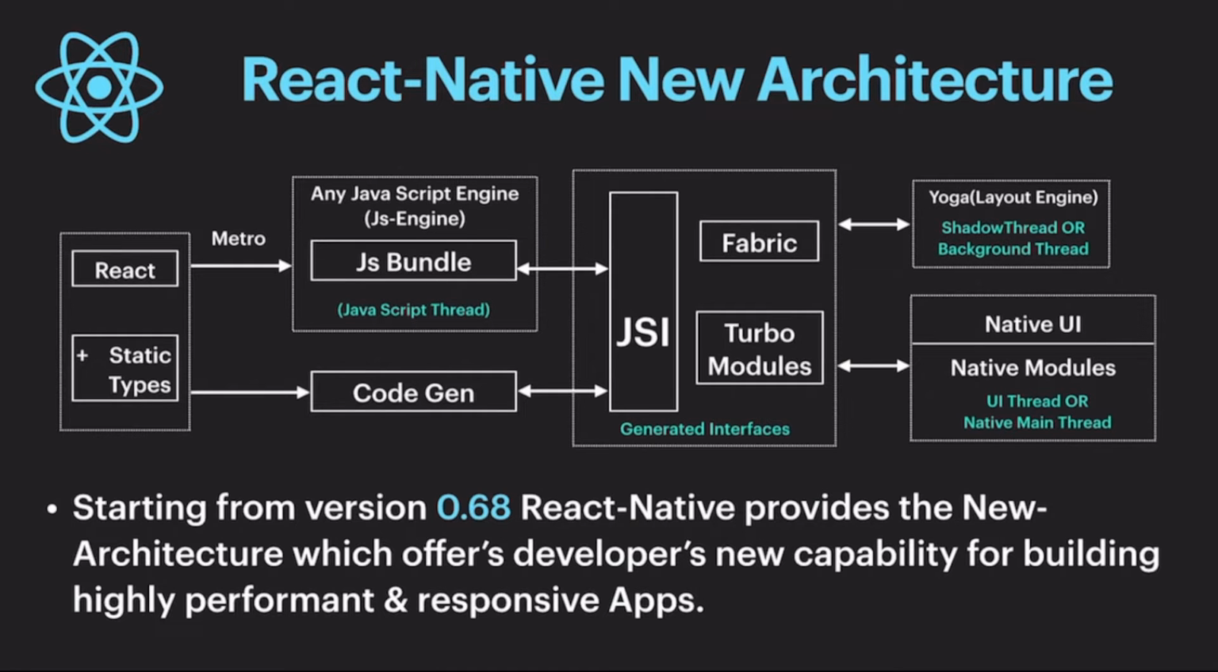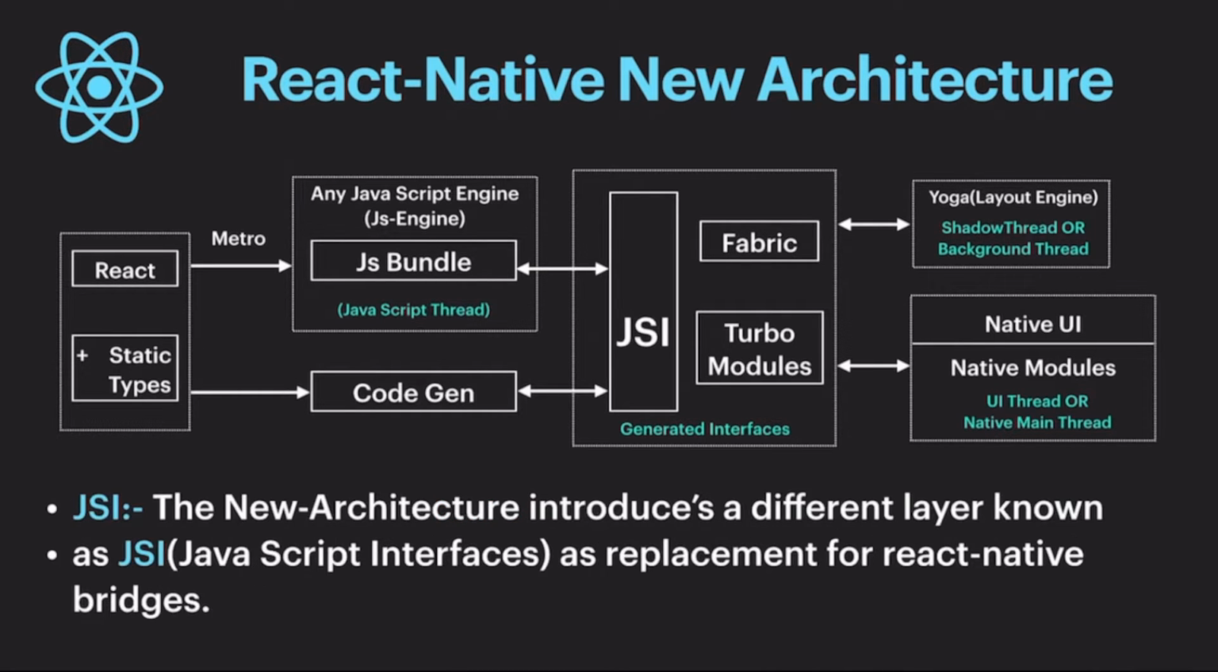Starting from version 0.68, React Native provides the new architecture, which offers developers new capabilities for building highly performant and responsive apps. Before version 0.68 we did not use the new architecture, because before 0.68 we used the bridge architecture of React Native. Here we use JSI. The new architecture introduces a different layer known as JSI. JSI is actually a JavaScript Interface, a replacement for the React Native bridge.